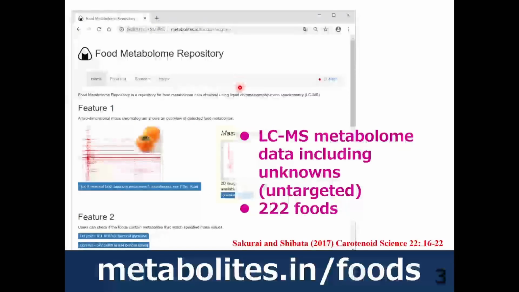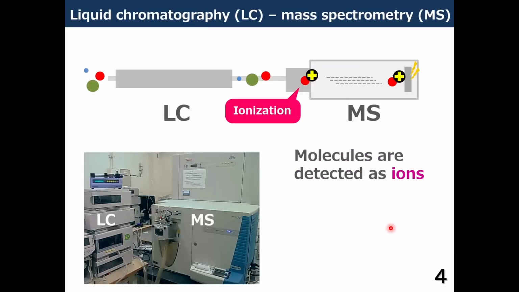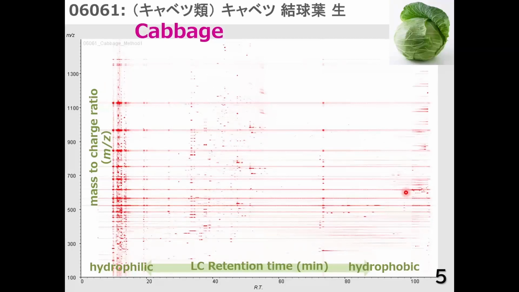Food Metabolome Repository contains metabolome data obtained by LC-MS from 222 foods. Liquid chromatography mass spectrometry is one of the major apparatus used in metabolomics. The compounds are first separated by LC and then ionized, and the mass values of the ions are measured by MS. This is an example of LC-MS data.